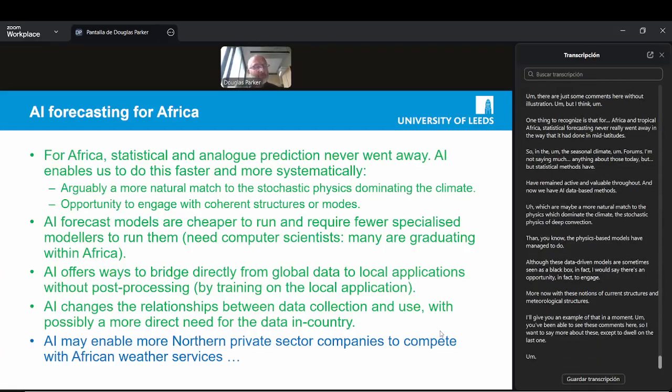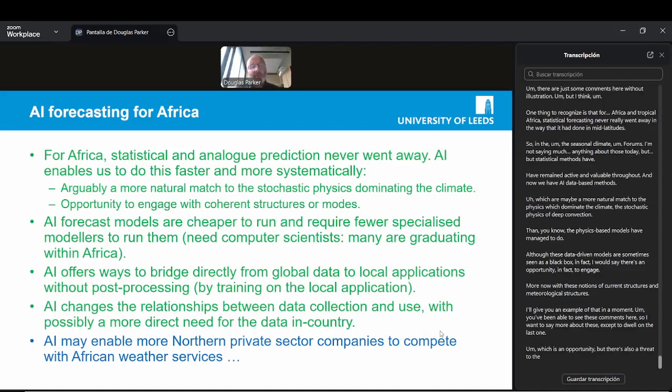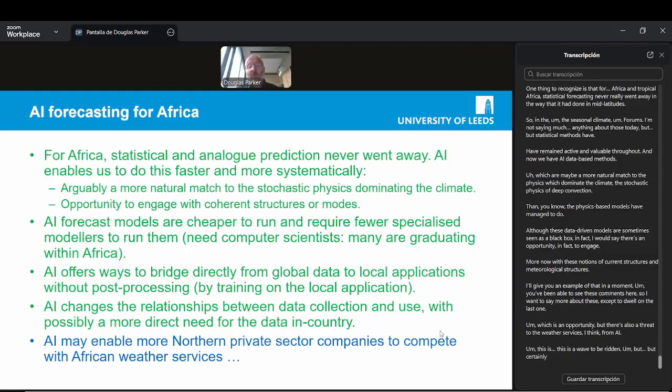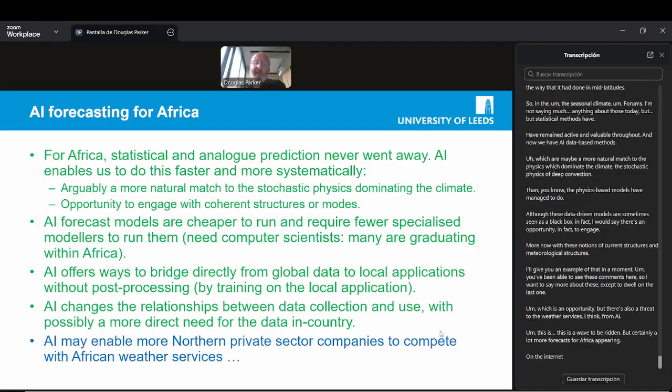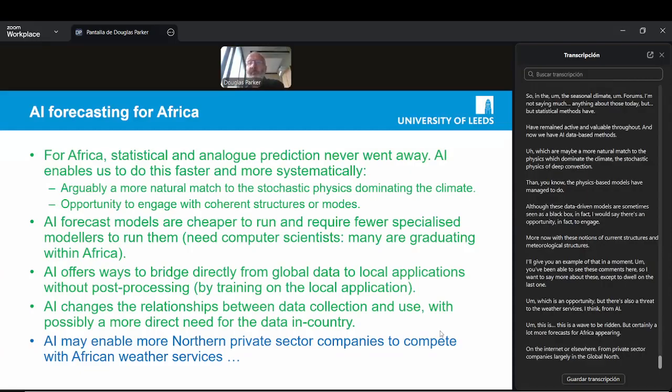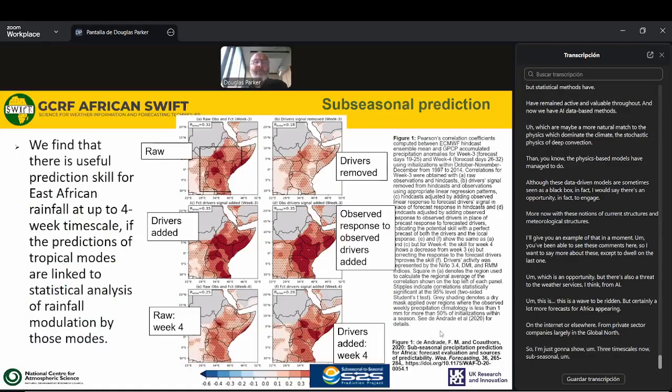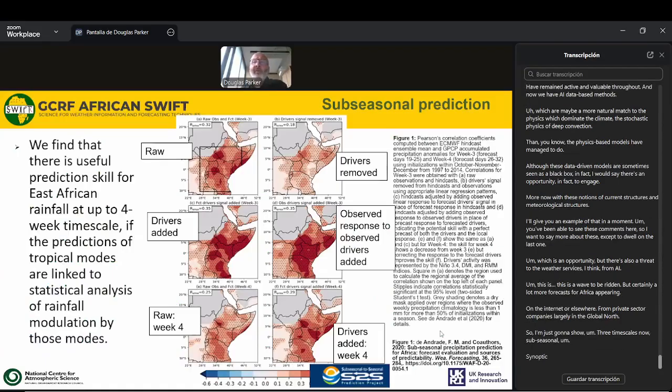Which is an opportunity, but there's also a threat to the weather services, I think, from AI. This is a wave to be ridden, but certainly a lot more forecasts for Africa are appearing on the internet or elsewhere from private sector companies, largely in the global north. So I'm just going to show 3 timescales now: subseasonal, synoptic, and nowcasting, and really illustrate how this may pan out.